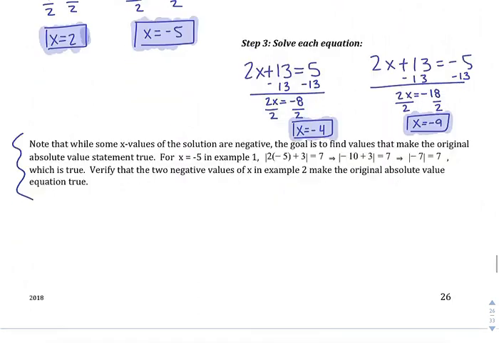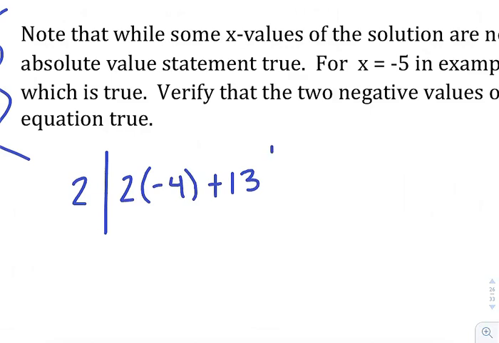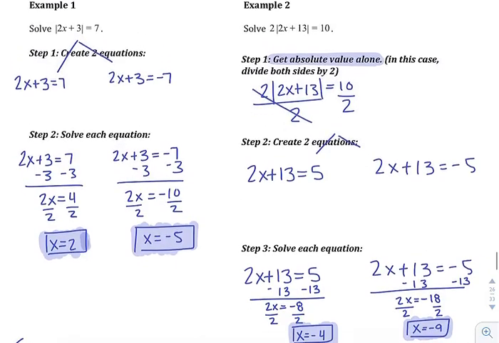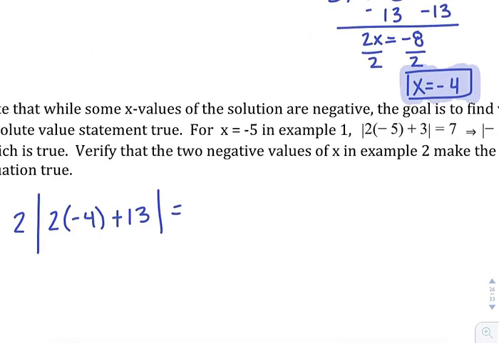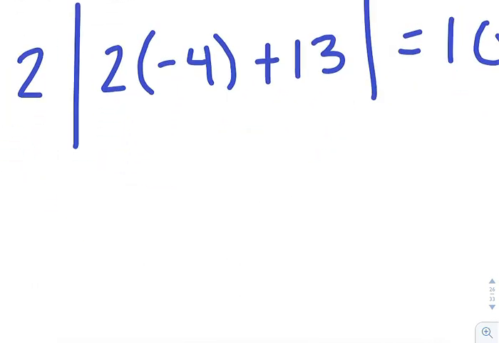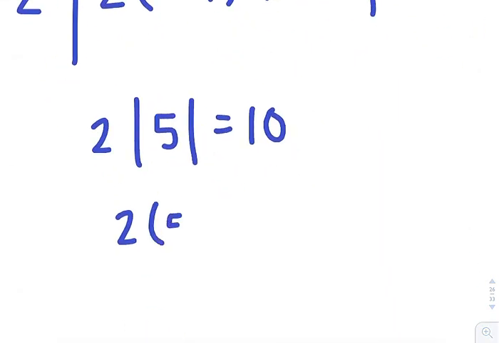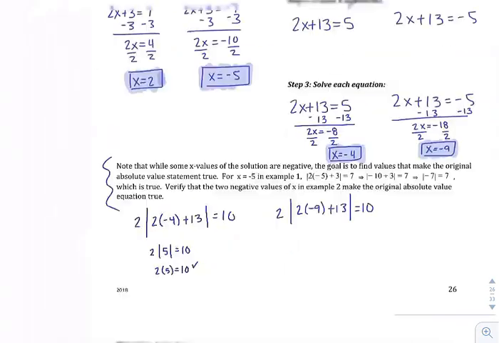So let's plug in negative 4. 2 times the absolute value of 2 times negative 4 plus 13 equals 10. And then we also got negative 9 as one of our answers. So let's just check. 2 times negative 4 is negative 8. Negative 8 plus 13 is 5. So that absolute value of 5 just becomes 5. 2 times 5 is 10.